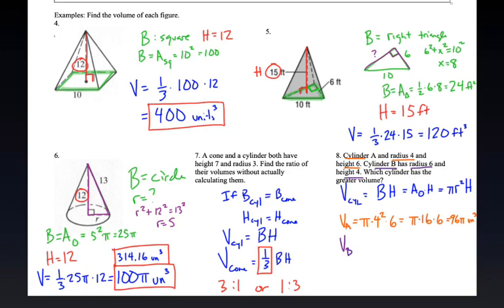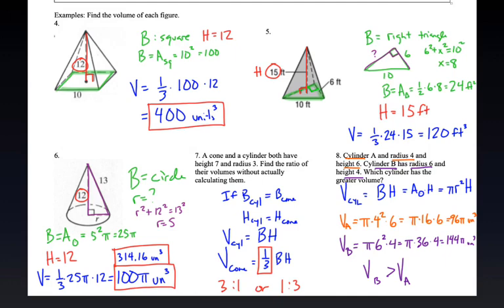For the volume of cylinder B, 6 is the radius, 4 is the height. Well, that becomes 144 pi. So which is bigger? Volume of cylinder B. All right.